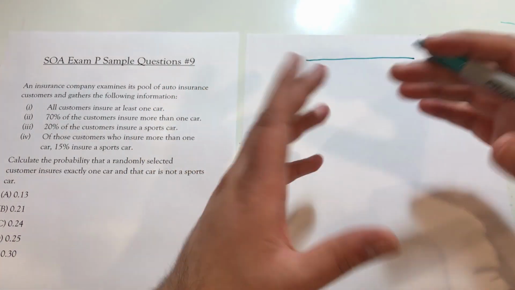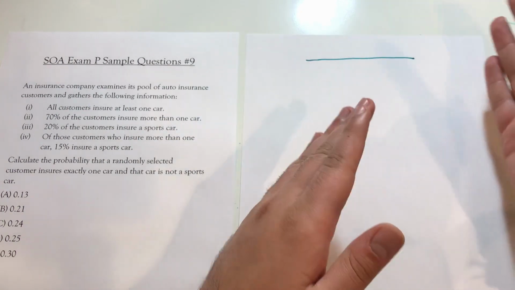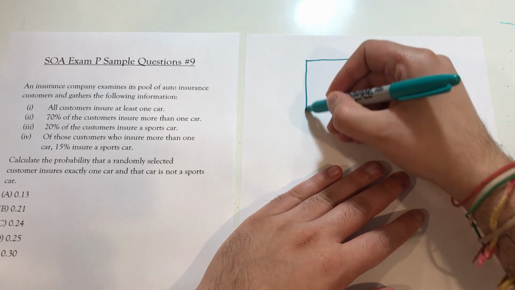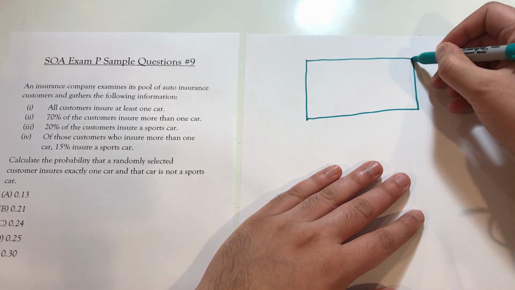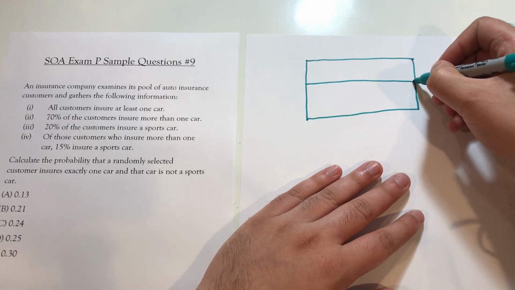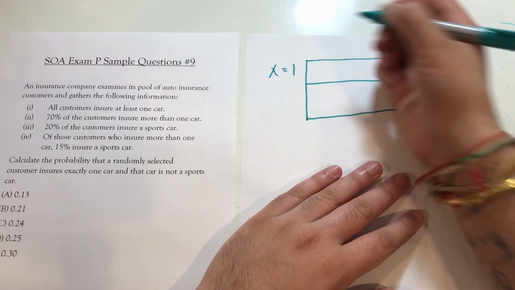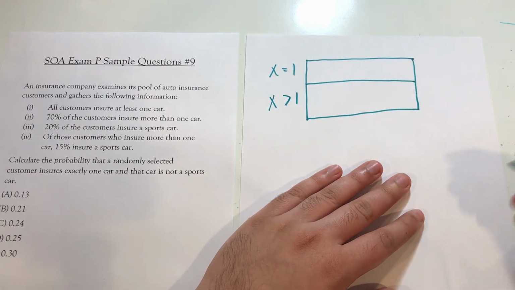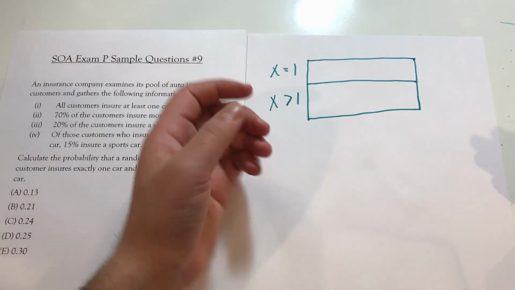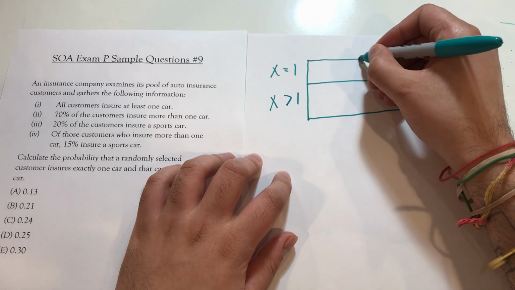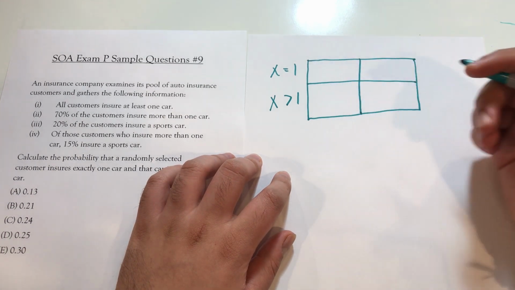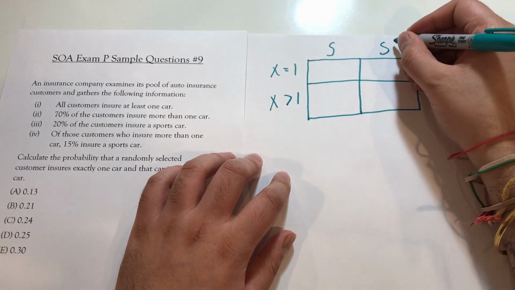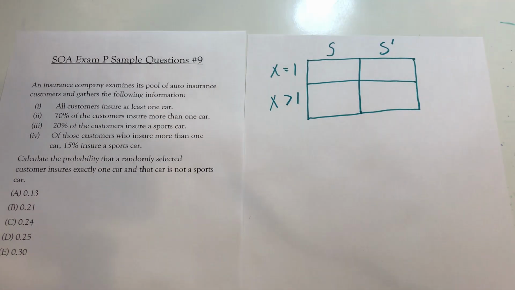And the categories it gives me is number of cars as well as whether or not you own a sports car. So let's say X is the number of cars. Let's say you own exactly one car, right, that'll be this row, and you own more than one car. Those are the 2 options, and you can't be in both. That's why there's no overlap. And this one will be either you insure a sports car, S, or you don't insure a sports car, S complement.